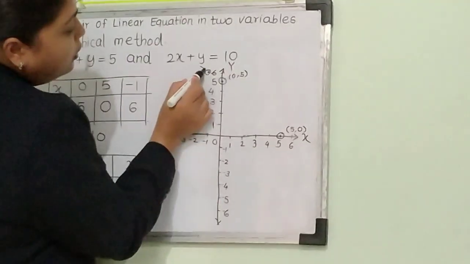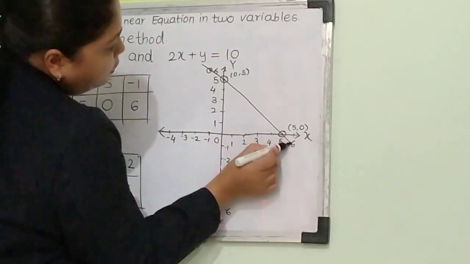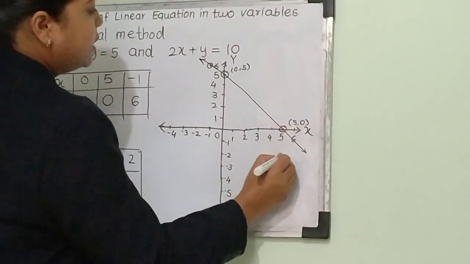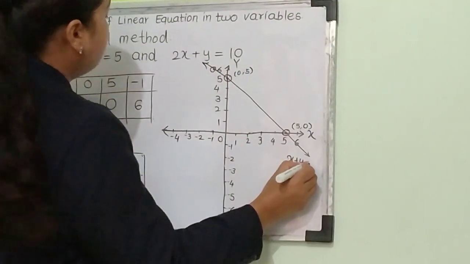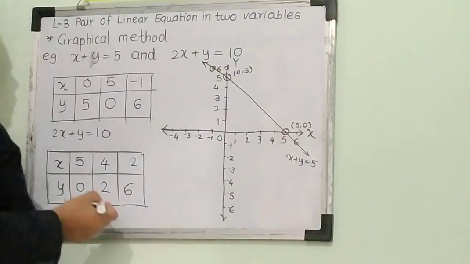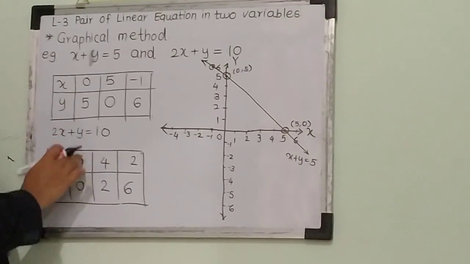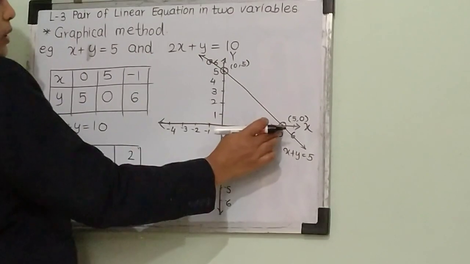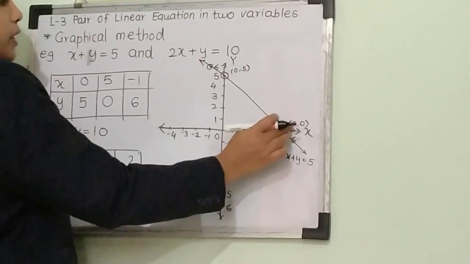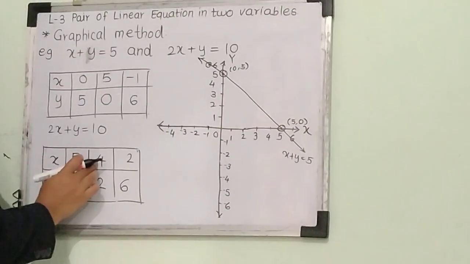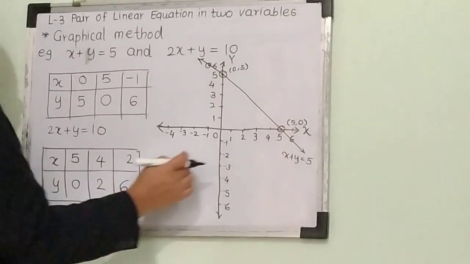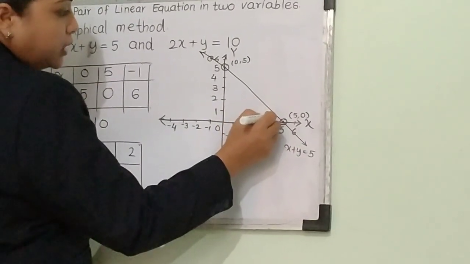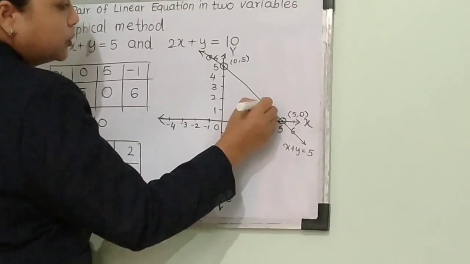So we can draw a line passing through these 3 points, and this line we can say that it is a line x plus y equals to 5. Similarly, we have to draw the second line by using these points. Now 5, 0. So here we have already plotted 5, 0. Next point, that is 4, 2. So from x we have to take 4, and from y we have to take 2.